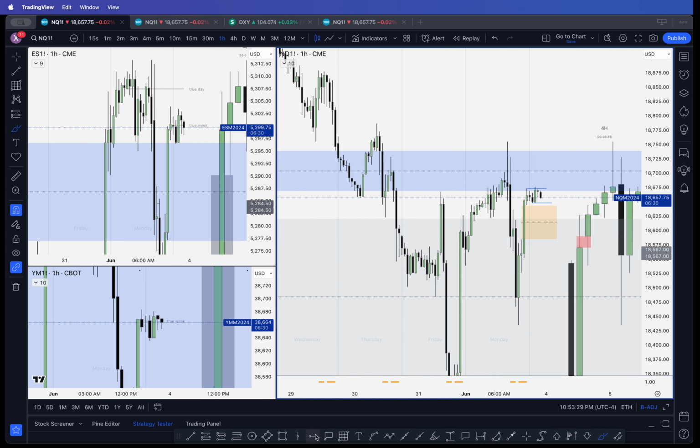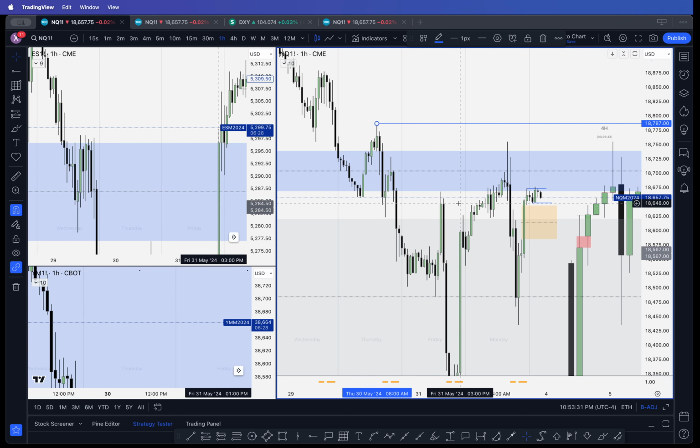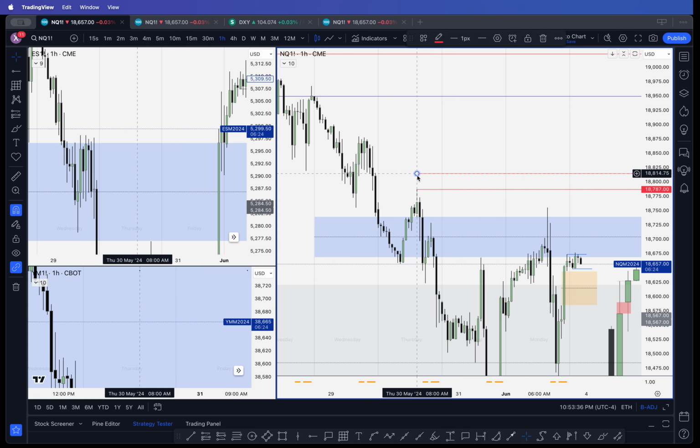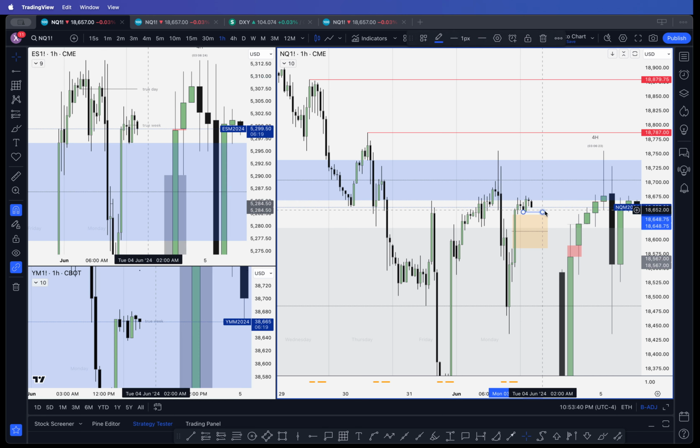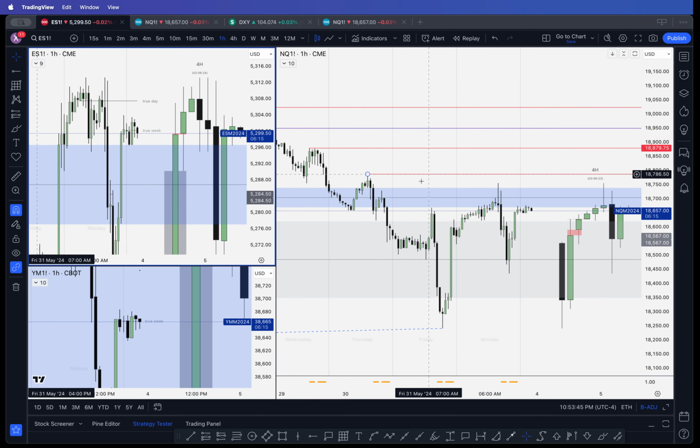Fair value gap. There's a higher time frame daily fair value gap. Yeah, what about here? What about these stops here? Right? We're bullish on the day, right? Yes. So look how we are breaking out of the consolidation range. So let's come back tomorrow and we'll study that.